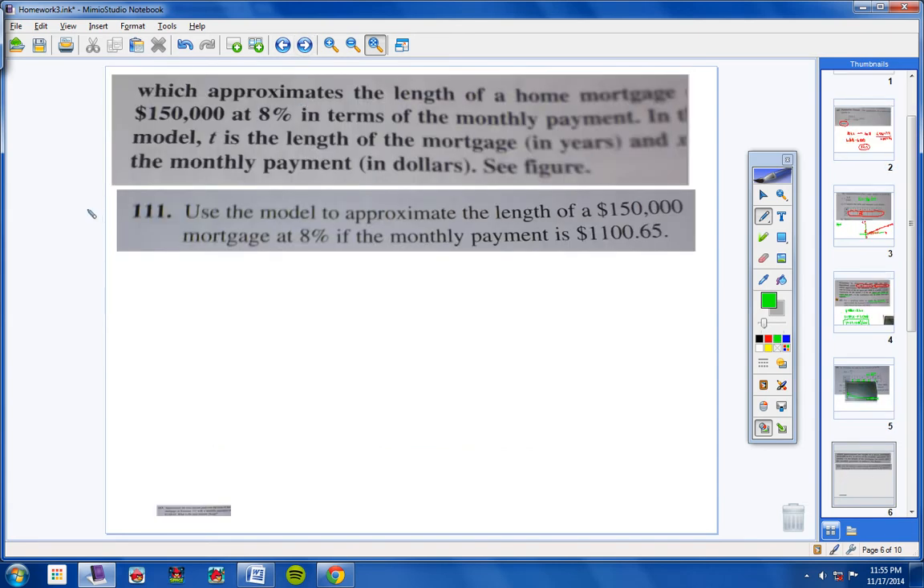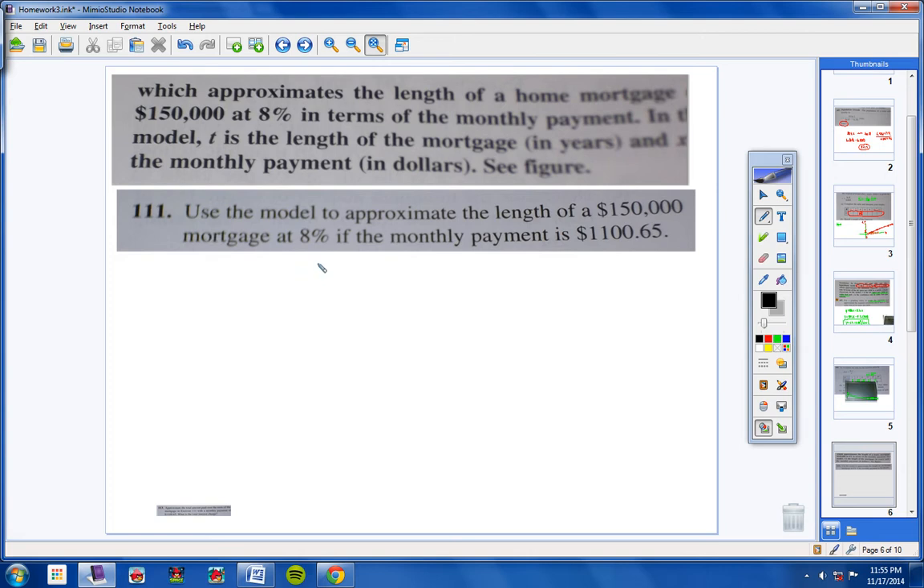Alright, now this one's pretty cool here. Now, I did forget to take a picture of the model, so I'm going to write the model down real quick here. So hold on a second while I turn over my book to wherever that is. Hold on one second. Page 476, I believe.